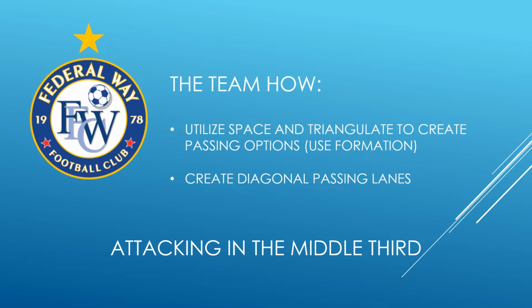We're going to utilize space and triangulate to create passing options. That means really using our formation. And our formation is set up to have inherent diagonal passing lanes in it. So we're automatically creating passing options on the diagonal if we are in our right formation.